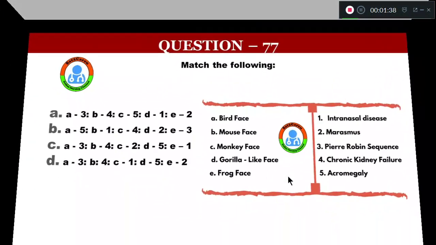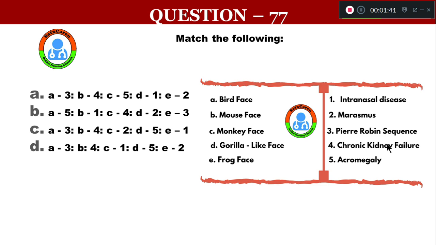Now let's see question number 77. Here also you need to match the following. So you have two options: bird face, option A; mouse face, option B; you have monkey face, option C; you have gorilla like face, option D; and you have frog like face, option E. So you need to match it with the list given in the numerals. 1 intranasal disease, 2 marasmus, 3 pyrorobin sequence, 4 chronic kidney failure, 5 acromegaly.